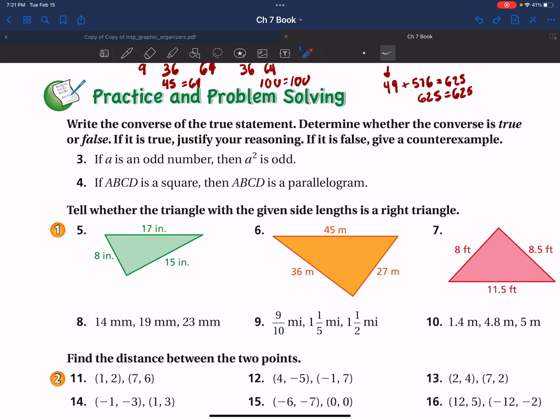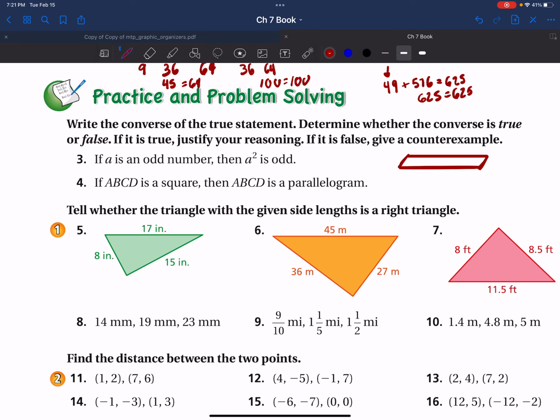I already know this because the attributes to be a parallelogram are that it has to have 4 sides and it has to have 2 pairs of parallel sides, okay? So a parallelogram could look like this. That's got 2 pairs of parallel sides. It could look like this, if my lines are straight. So let's reverse this. If ABCD is a parallelogram, then it's a square. Well, that's not true because I just made a parallelogram and it's not a square.